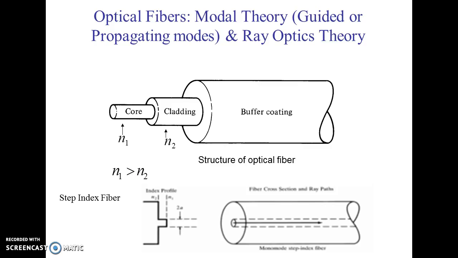Optical fiber. The structure of optical fiber consists of a core having a refractive index of n1, and cladding with refractive index of n2. n1 is always greater than n2.